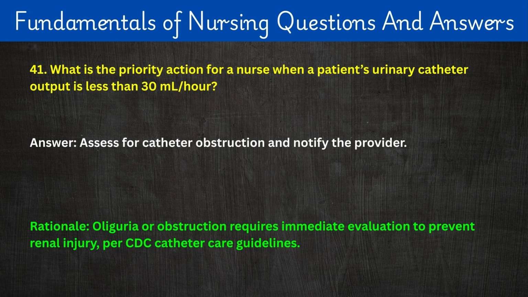41. What is the priority action for a nurse when a patient's urinary catheter output is less than 30 milliliters per hour? Answer. Assess for catheter obstruction and notify the provider. Rationale. Oliguria or obstruction requires immediate evaluation to prevent renal injury, per CDC catheter care guidelines.